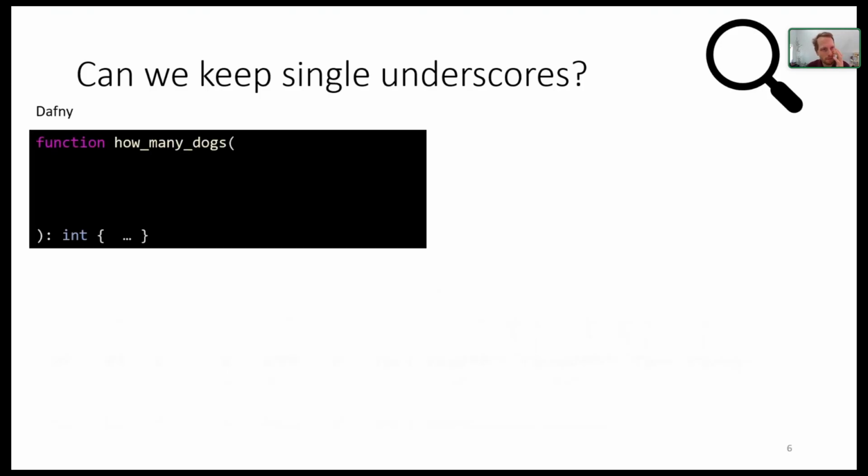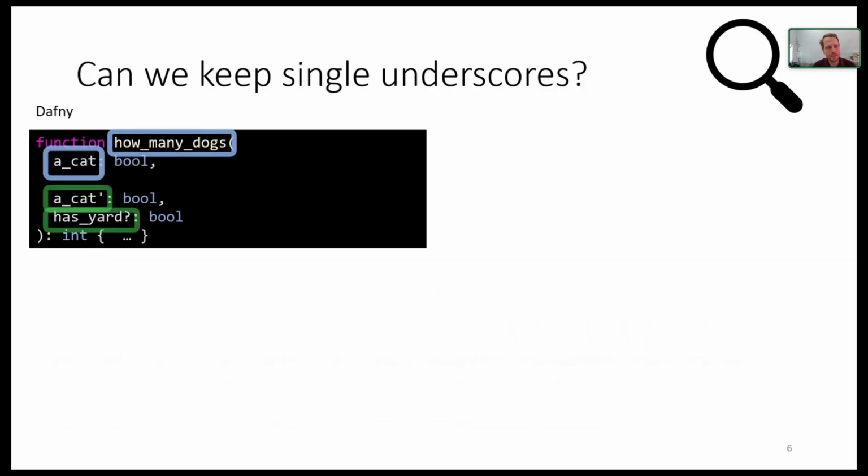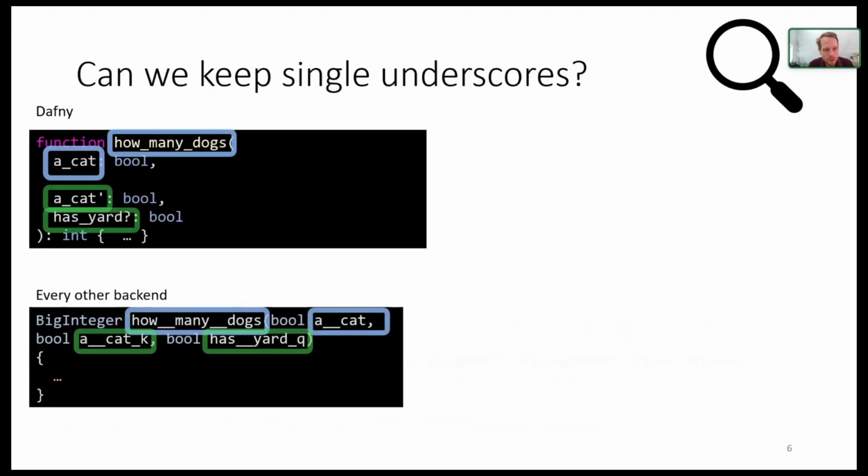Another readability aspect is, can we keep single underscores? Let me explain the issue. Let's say we have a function, how many dogs can you have? It depends on whether you have a cat, which is a Boolean, another cat prime, which is a Boolean, and whether you have a yard, well, that ends with a question mark. The first 2 identifiers are perfectly valid for most programming languages, but Dafny identifiers can have apostrophes and question marks. And obviously, this doesn't fit well into our backend. So what we do for every other backend is we double the underscores, and that way we can use underscores as an escape character to encode the apostrophe and the question mark, which means the identifiers are not the same when they have underscores.